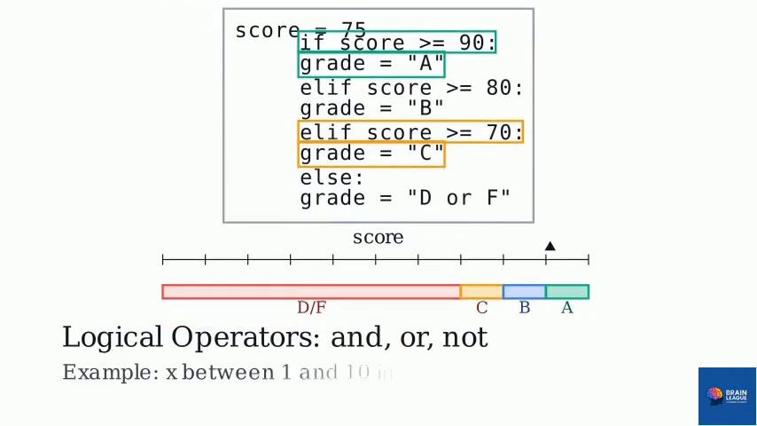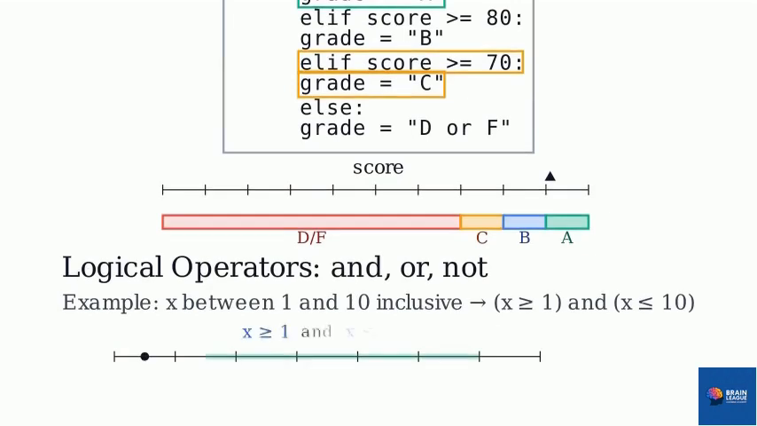Next, logical operators let us combine or invert conditions. And is true only when both parts are true, or is true when at least one part is true. Not flips true and false.